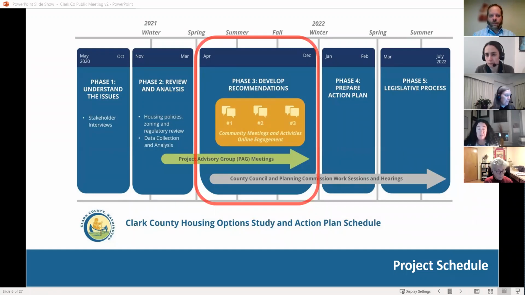The project advisory group is scheduled to meet on January 25th to finalize the list of strategies. Once finalized, the action plan will be drafted, followed by the legislative process, which will include presentations and hearings before the County Planning Commission and County Council. At that point, staff will be seeking direction from our County Council upon review of the action plan on what strategies they would like to begin implementation work on. Staff will then begin that work to amend any county code regulations or other strategies that the council directs staff to begin implementation.